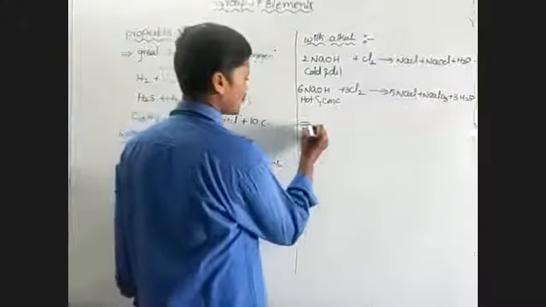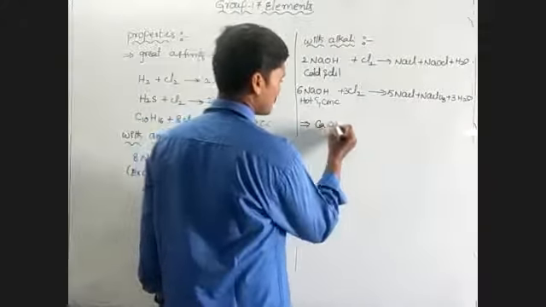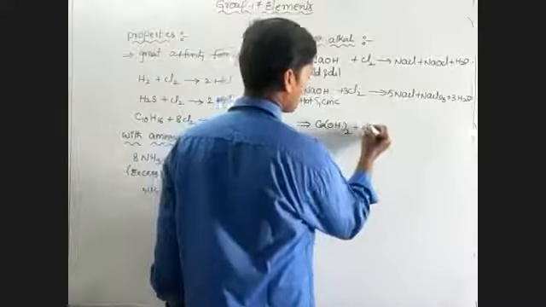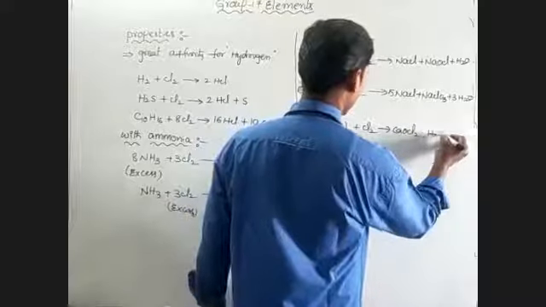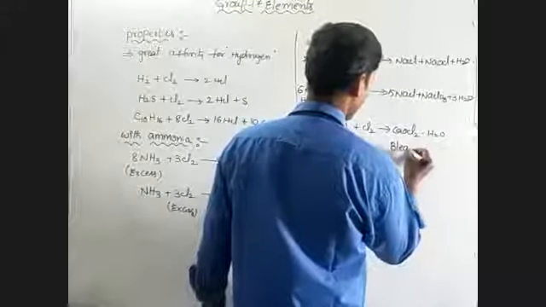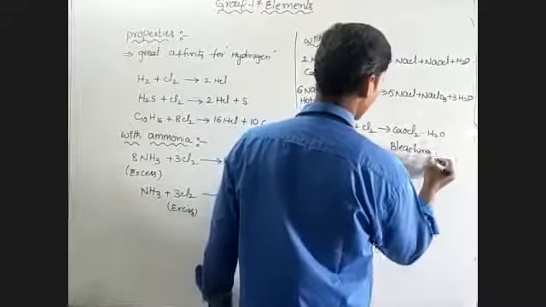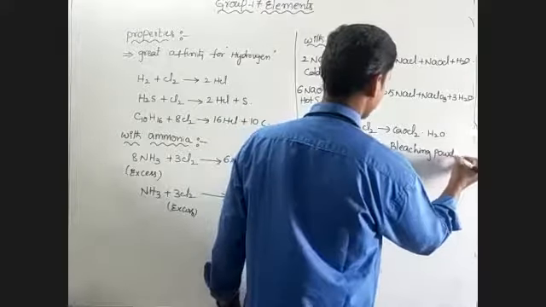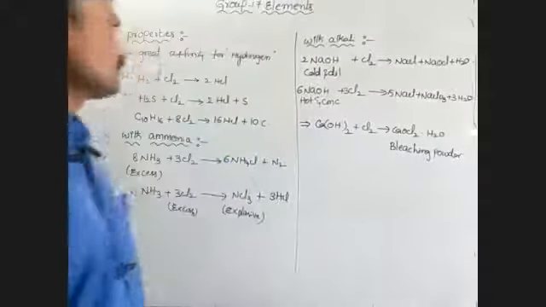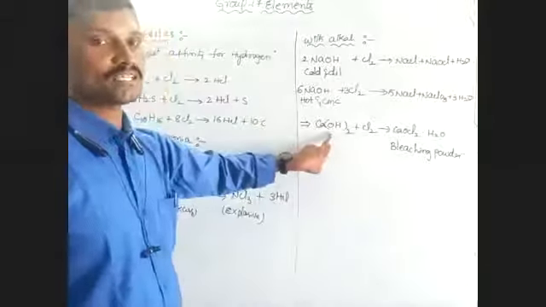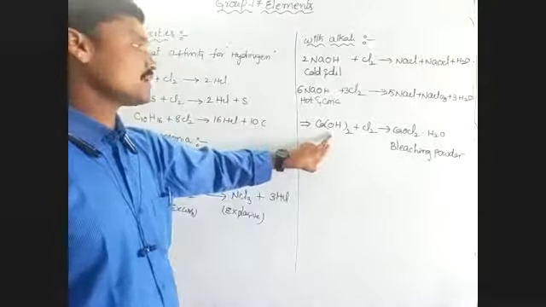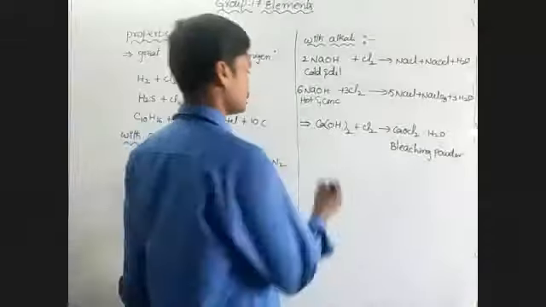So next, chlorine combines with dry slaked lime. It forms CaOCl2·H2O, which is called bleaching powder. This is an important one. Okay. Chlorine reacts with calcium hydroxide, which is also called dry slaked lime.